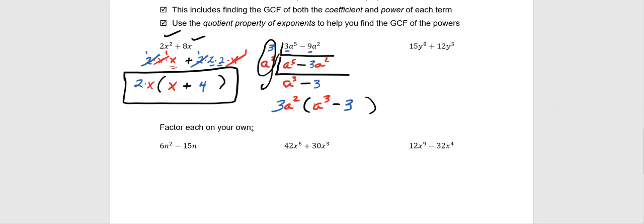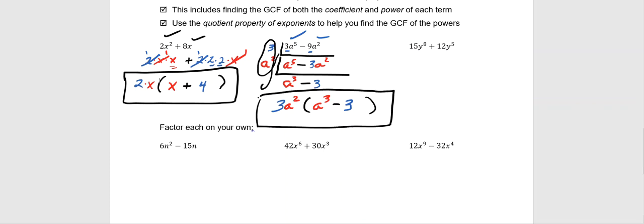And one more time, if I quickly distribute, I should confirm that I wind up back where I started. So 3a squared times a to the third, product rule, add the exponents, that gives me 3a to the fifth. Minus 3a squared times 3, I can multiply my blue coefficient terms. 3 times 3 is 9, with the a squared coming along for the ride. So that is that.